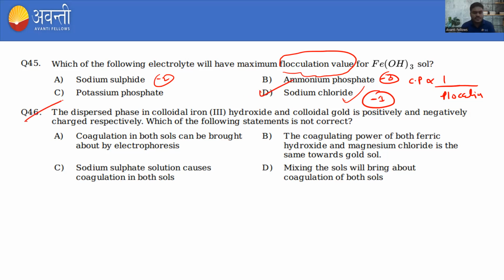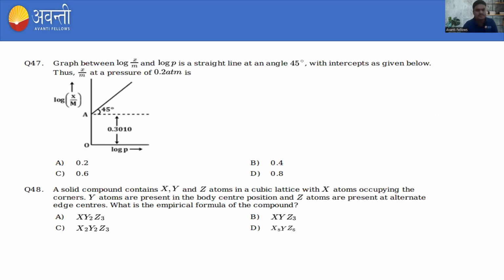Okay, move to question number 46. The dispersed phase in colloidal iron(III) hydroxide and colloidal gold is positively and negatively charged respectively. Which of the following statements is not correct? So you have to identify the incorrect statement. The coagulating power of both ferric hydroxide and magnesium chloride is the same towards the gold sol. So this is the incorrect statement, because the coagulating power of both ferric hydroxide and magnesium chloride is not the same towards the gold sol, right? So this is the incorrect statement.